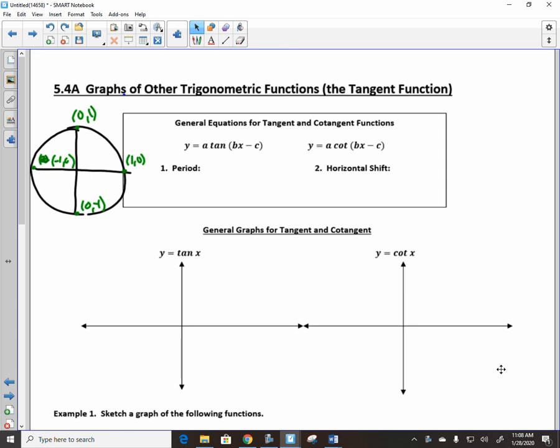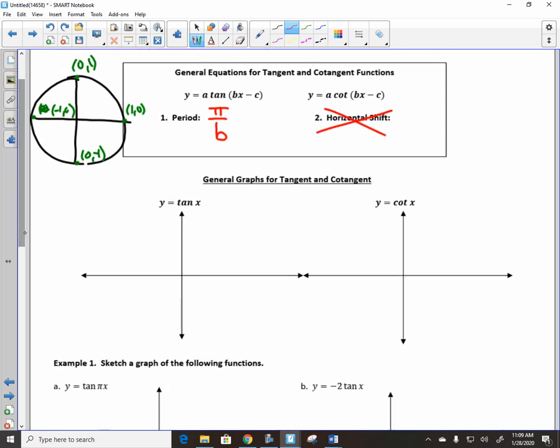Are you ready to understand why tangent makes the graph that it does? The period for tangent, instead of being 2 pi divided by b, is simply pi divided by b. We won't worry about a horizontal shift. We don't really need to. I used to, but it really isn't necessary.